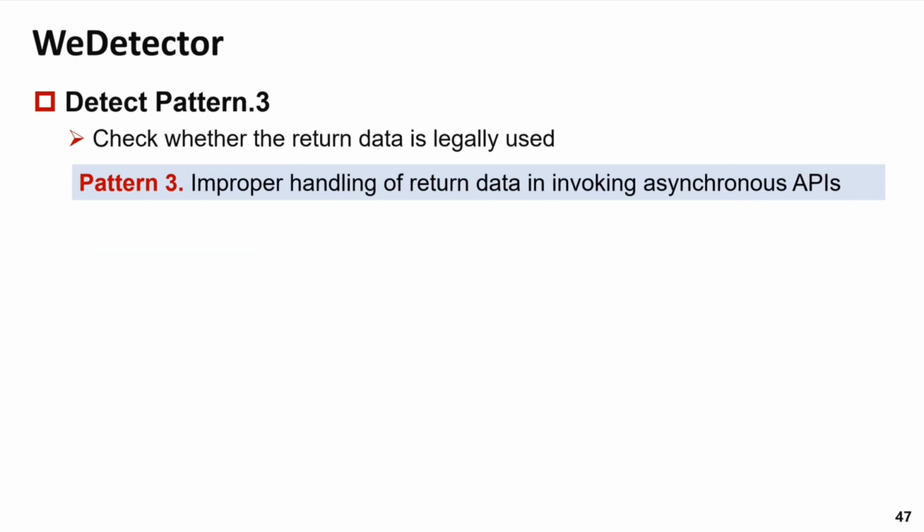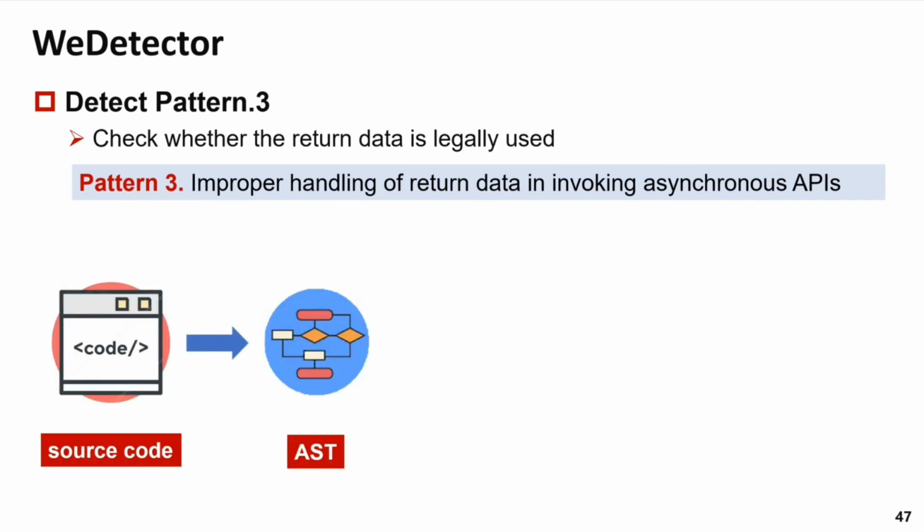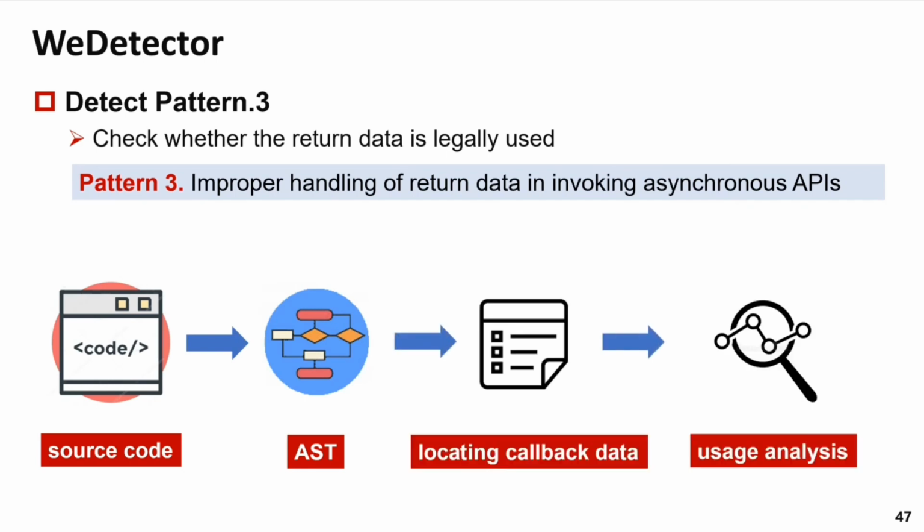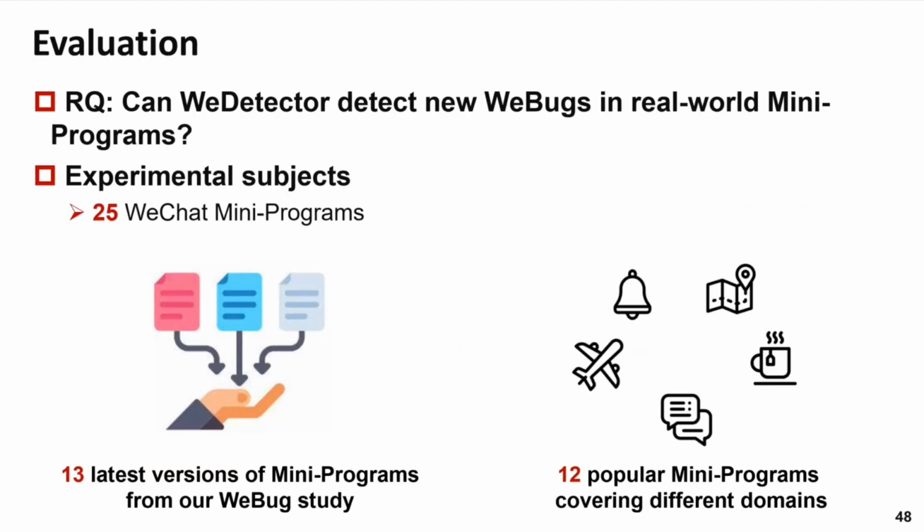To detect VBugs under pattern 3, we check whether the return data from an asynchronous function is legally used. The detector parses JavaScript files into abstract syntax trees and analyzes the usage of return data from success and failure callback functions. We evaluate the effectiveness of the detector using GitHub open source projects and try to answer the following research question: can the detector detect new VBugs in real-world mini programs?